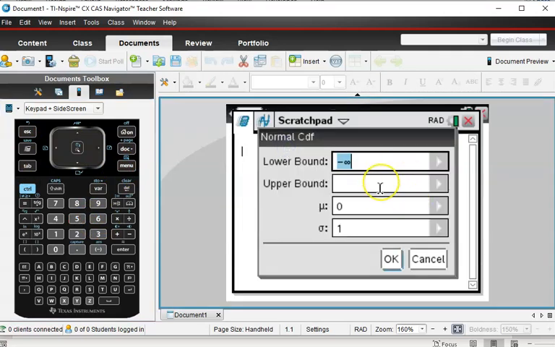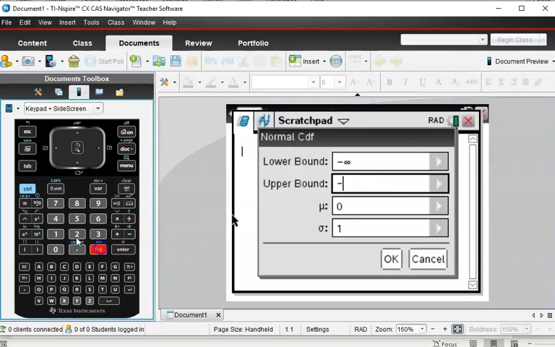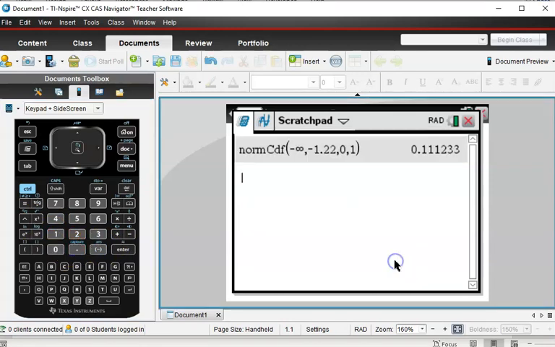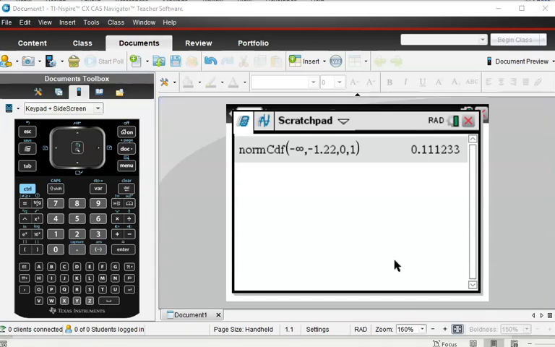Lower bound is negative infinity. That's great. And for the upper bound, I'm going to enter negative 1.22. The mean is 0, standard deviation is 1, and I hit enter. And I get fed back 0.111. All right, so here's what that means.